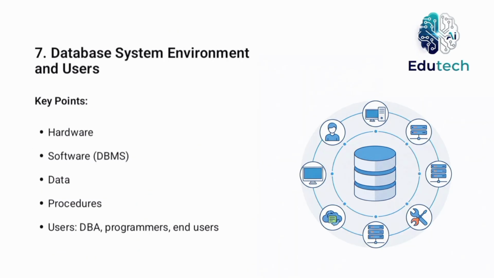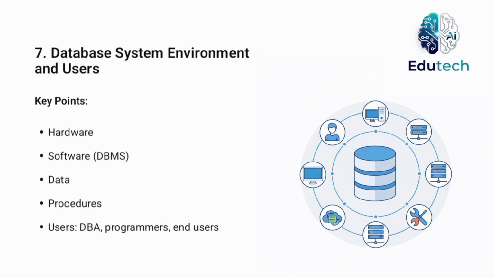Database system environment and uses. A database system environment consists of hardware, software, data, procedures, and users. Hardware includes computers and storage devices. Software consists of a DBMS, operating systems, and application programs. Procedures define rules and instructions for database usage.